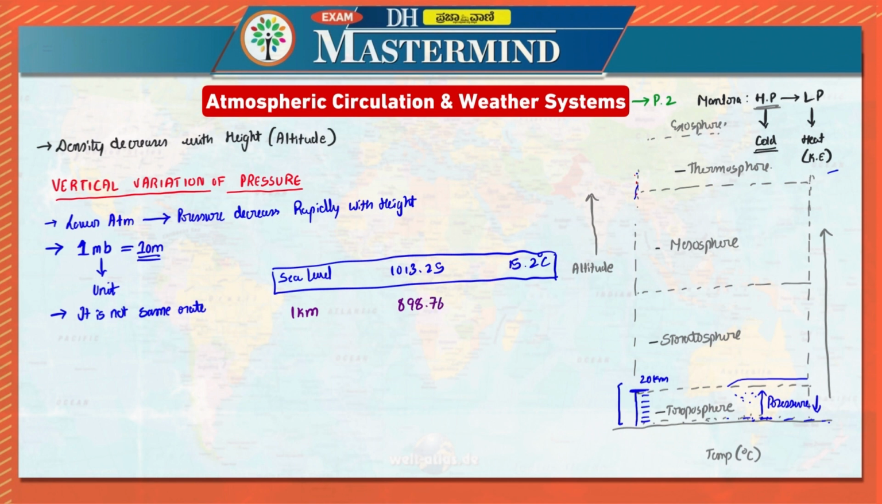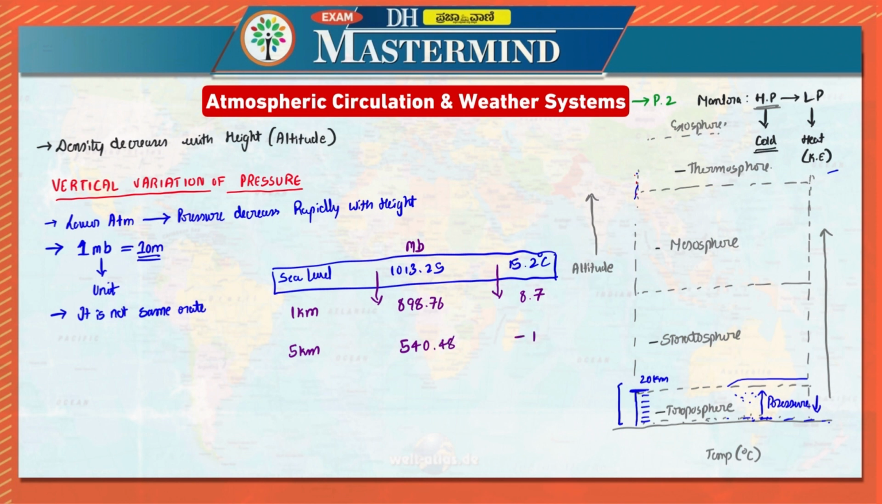898.76. This is the information which is given in NCERT. So this is in MB which you have seen, and this is in degree centigrade. Here the temperature is 8.7. See, there is a decrease in temperature also.